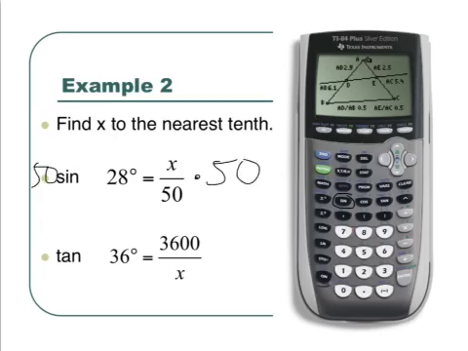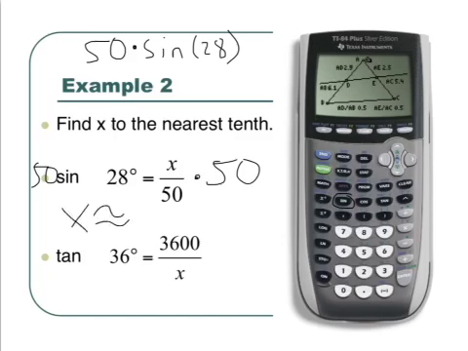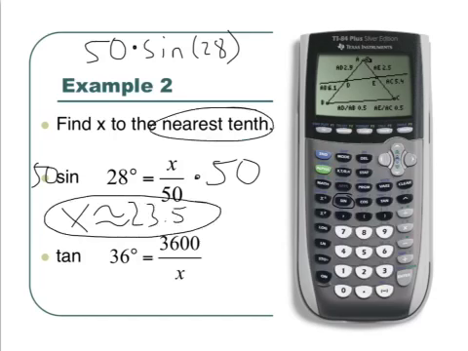So really in your calculator you could plug in 50 times sine of 28, and it will give you your answer. And if you got 23.5 for x, you are in business. Remember, it's set to the nearest tenth. That's one decimal place. Only one.